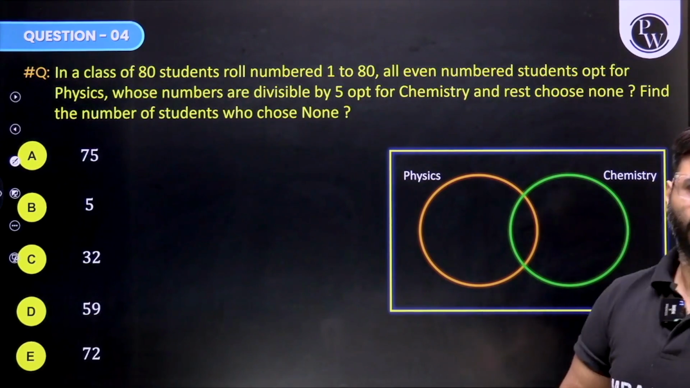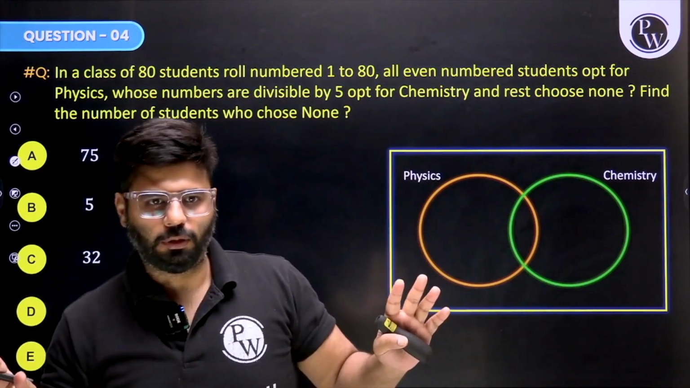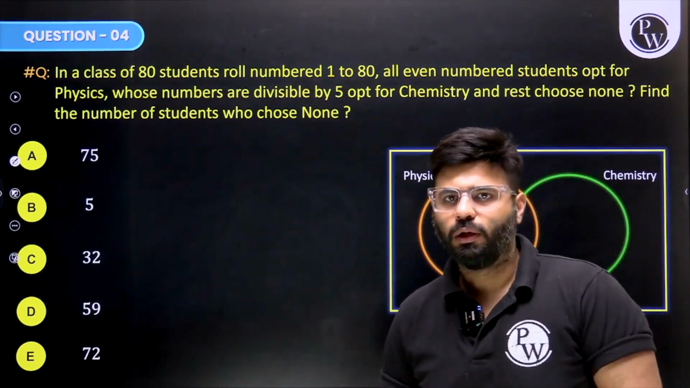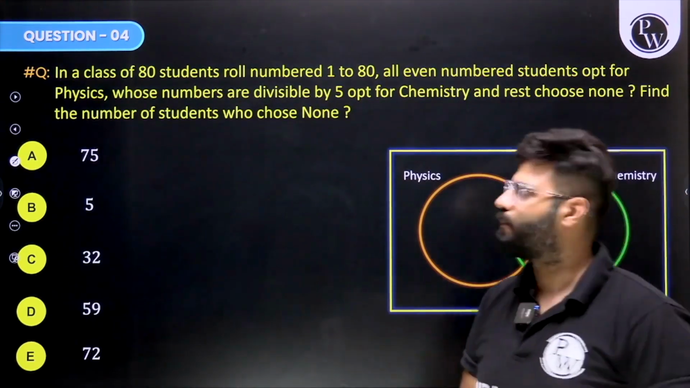All right. Assuming that you have done it. Okay. If you've got the answer C, that's great. You are doing good. You have done one good level question of overlapping sets, Venn diagram.